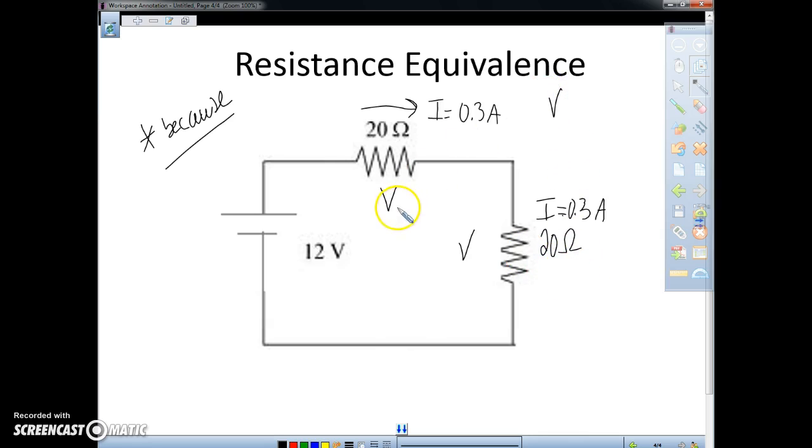So the V right here, I'll call them 1 and 2. V1 is going to be I1 times R1. I1 is 0.3, R1 is 20. So I have the voltage for this: 6 volts. Now V1 is 6 volts. These are the same numbers, so this will also be 6 volts. Or I could have said the total has to be 12, so this must be 6. So that's another way you can solve this in a quick manner.